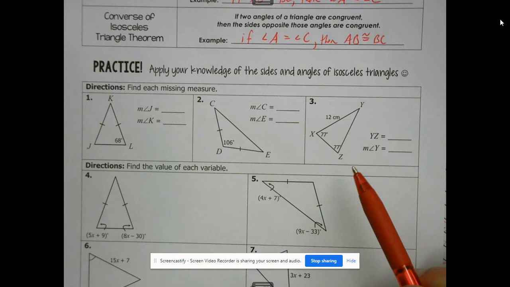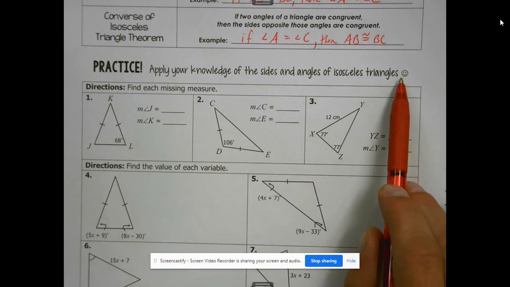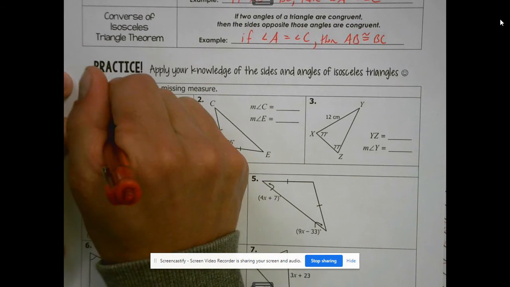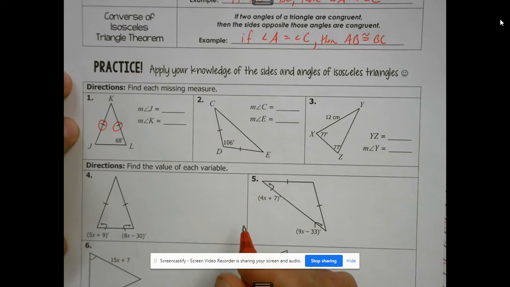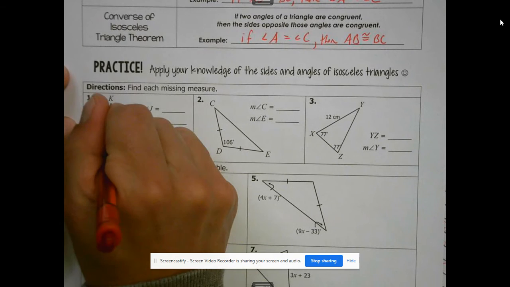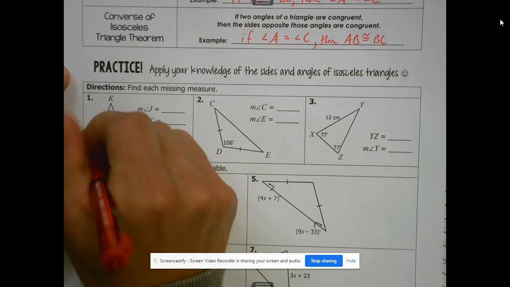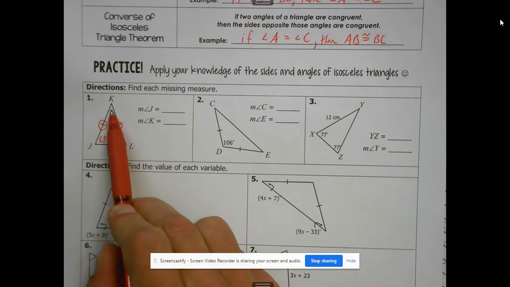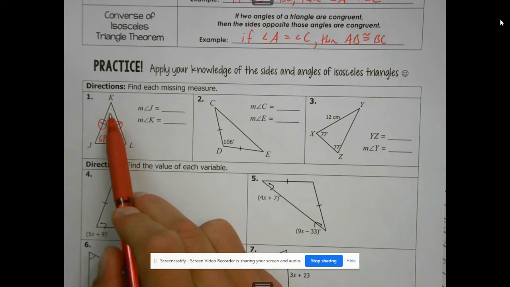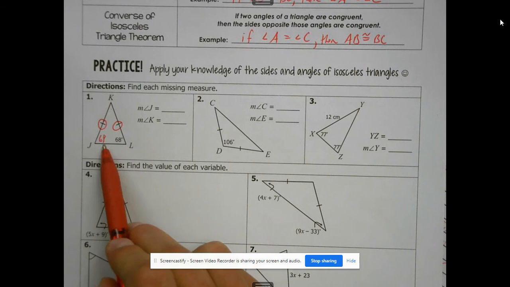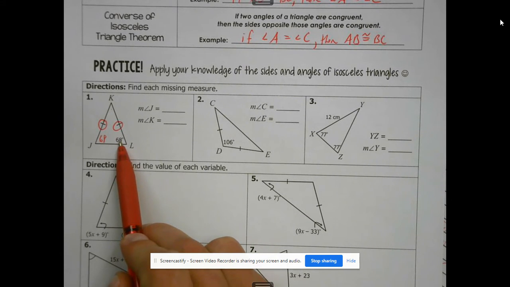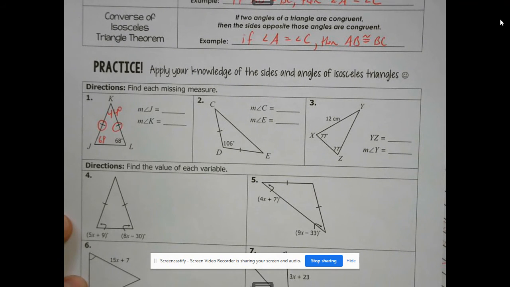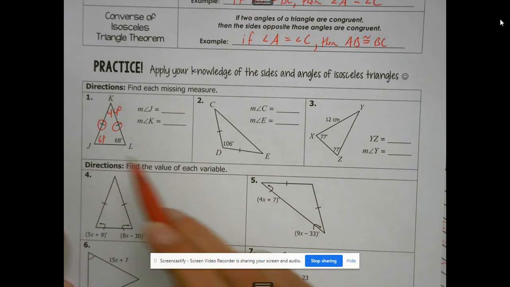107 says, apply your knowledge of the sides and angles of an isosceles triangle. All right, number 1 wants angle J. So right away I noticed that I have two congruent sides, which means I'm going to have two congruent base angles. So if L is 68, J has to be 68. And then to get angle K, just remember that if you add up all the degrees inside of a triangle, that is 180. So if you take these two, add them up, subtract from 180, you have 44 degrees left for angle K. K is 44, J is 68.